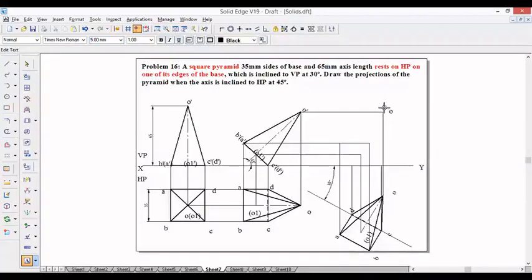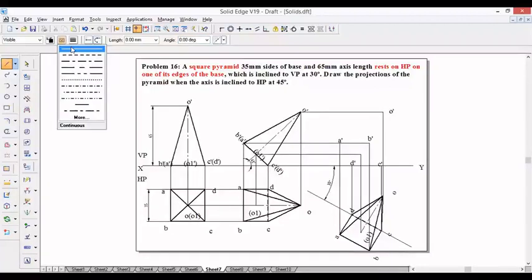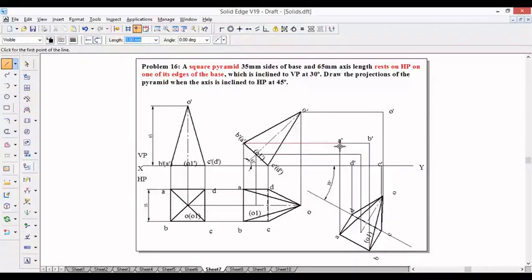So now this will be O dash, A dash, B dash, C dash, and D dash. Since the base is nearer to the observer, the base is going to be visible. So take a thick line and join A, B, then C, D, back to A, and the outermost edges of the solid are visible. So edges OB, OA, and OC are visible.